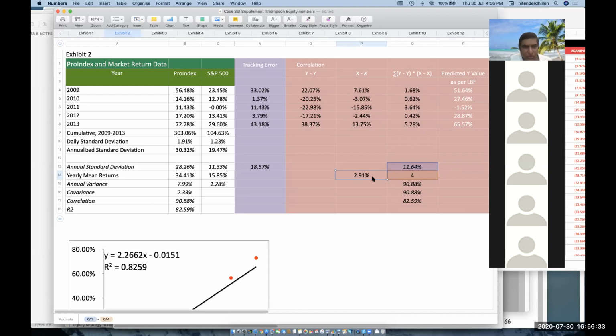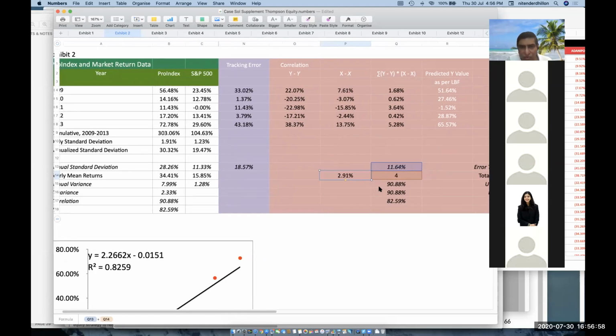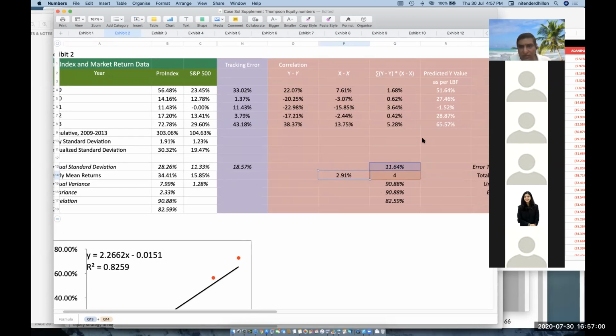We'll discuss what this 2.91 is later. So what is 2.91? Soumya? Sorry, I think the sound is dropping. Anyway, we'll come to 2.91 later.